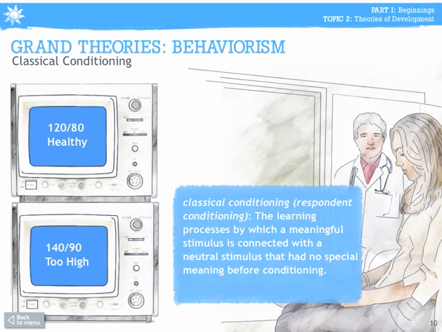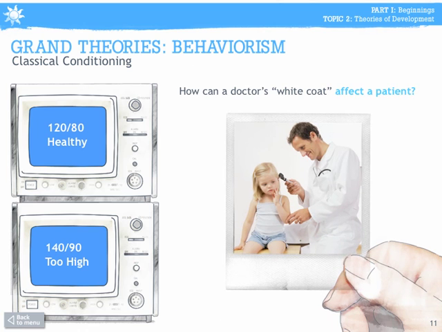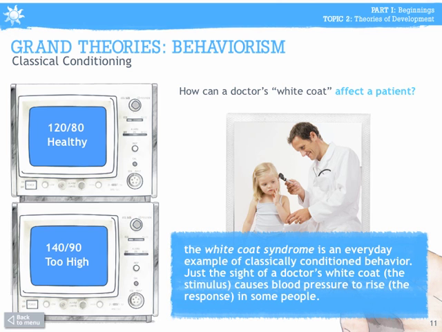So it's a learning process that can be meaningful because of the stimulus. So the white coat syndrome is an everyday example of classically conditioned behavior. Just the sight of the white coat raises people's blood pressure. Children associate going to the doctor with getting shots and pain. So same thing, that happens at a very young age.